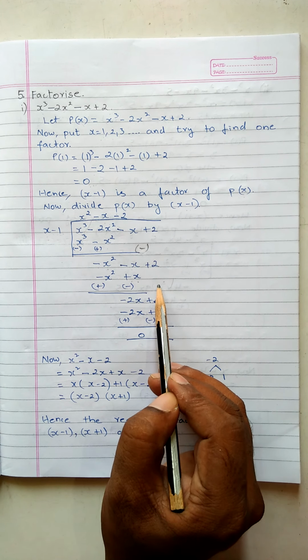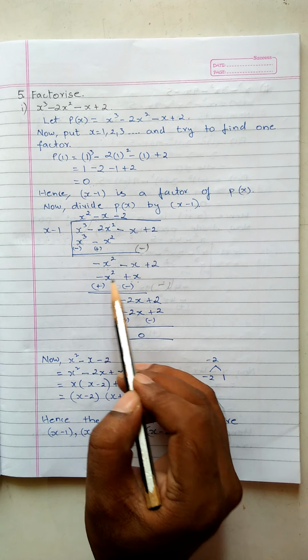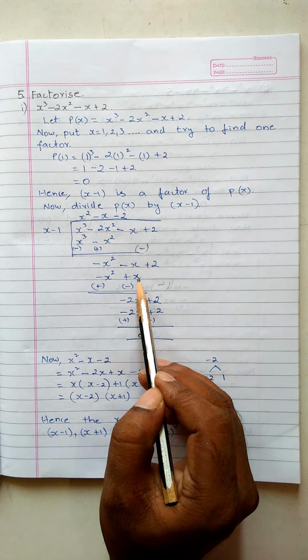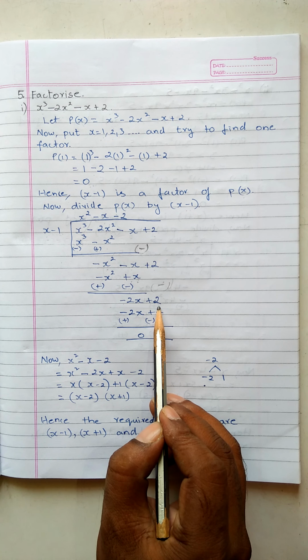Once again subtract these two. I'm just subtracting. Sign will change. Both get cancelled. So minus x will give me minus 2x. Then bring down the next term 2.